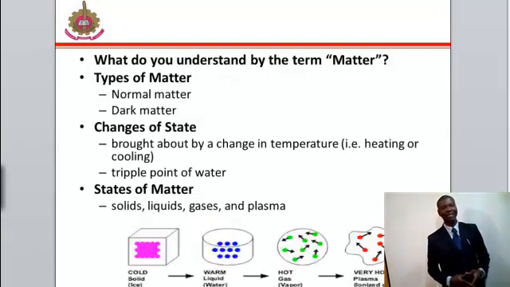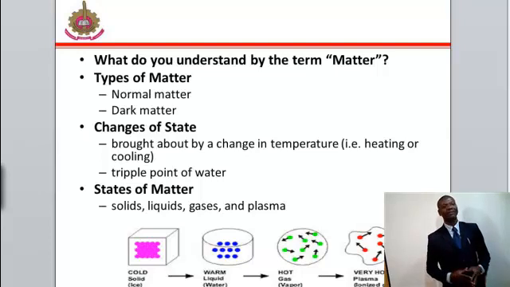What do we understand by the term matter? Matter is typically defined as anything that has mass and occupies space. There are two types of matter: one, normal matter, and the second one is dark matter. Let's talk briefly about normal matter. This is the luminous matter that you see all around. It is composed of leptons and quarks, which can be used to build atoms and molecules, which in turn are the lattice work of everything from humans to stars.